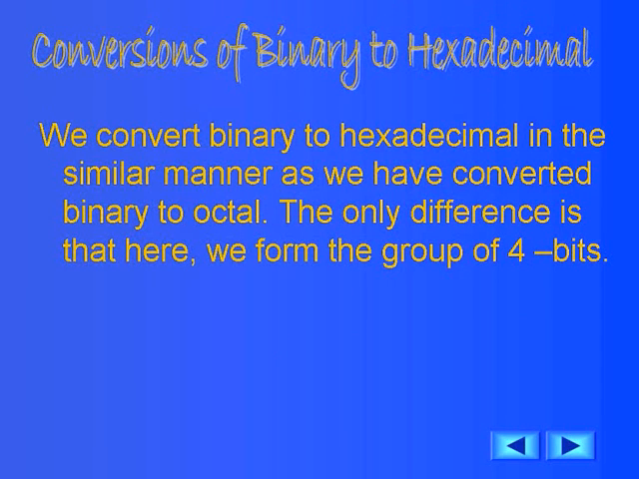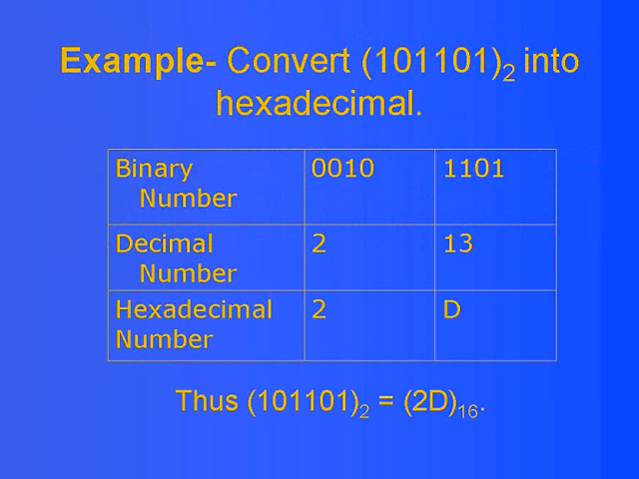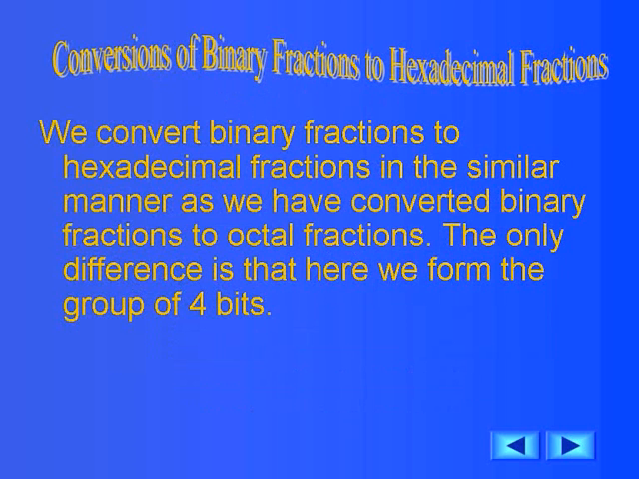Conversion of binary to hexadecimal. We convert binary to hexadecimal in the similar manner. The only difference is that here we form the group of 4 bits. So convert 101 101 into hexadecimal. We write the number in 4 bits. 4-bit form is 0010 1101. So decimal number is 2 and 13, hence the hexadecimal number is 2 and D. The number is 2D in hexadecimal.